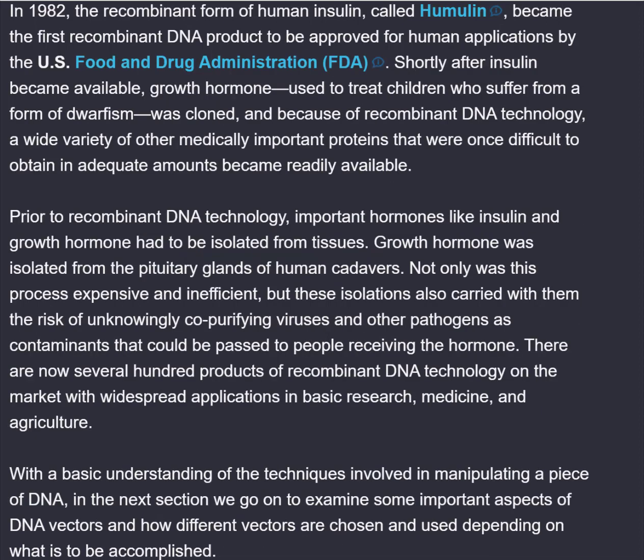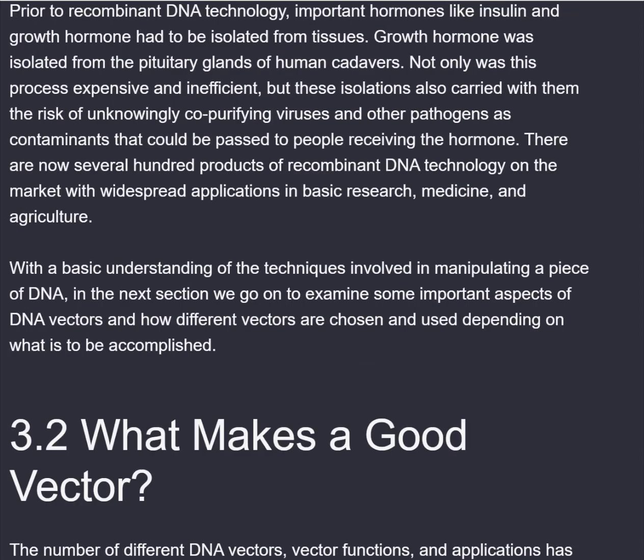In 1982, the recombinant form of human insulin, called Humulin, became the first recombinant DNA product to be approved for human applications by the U.S. Food and Drug Administration, FDA. Shortly after insulin became available, growth hormone used to treat children who suffer from a form of dwarfism was cloned, and because of recombinant DNA technology, a wide variety of other medically important proteins that were once difficult to obtain in adequate amounts became readily available.